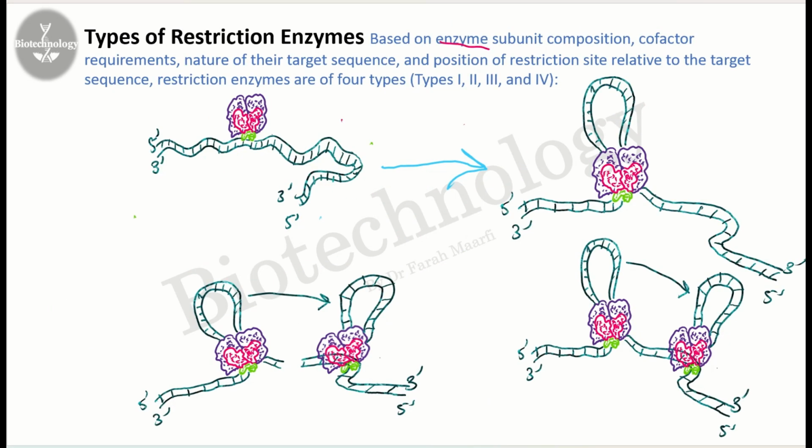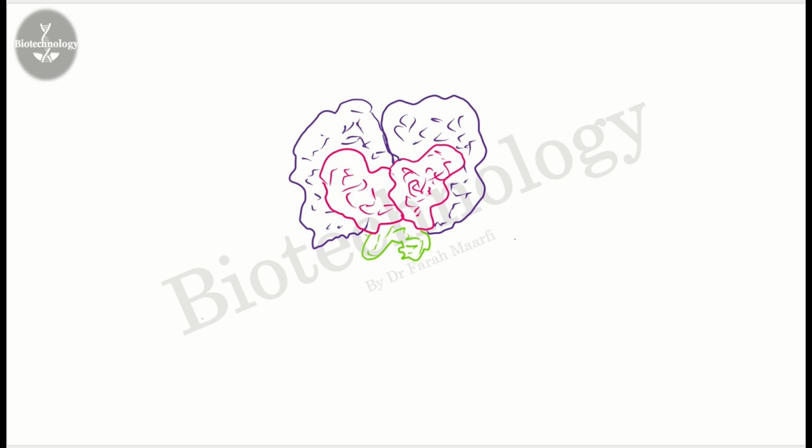Based on the enzyme subunit composition, cofactors, nature of the targeted sequence, and the position of the restriction site, restriction enzymes are of 4 types: type 1, type 2, type 3, and type 4. Let us understand each of them one by one, starting with the type 1 restriction enzyme. Type 1 consists of 3 proteins that function as a single protein complex. So this is a 3 protein complex actually.